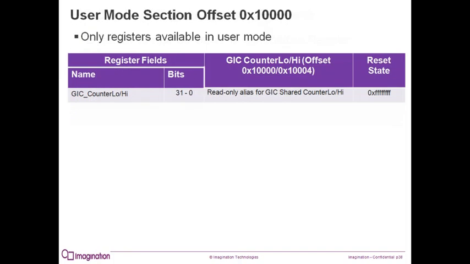The GIC counter is the only register available in user mode. It is an alias of the GIC shared counters. All other registers are only available in kernel privilege mode. Additional information can be found in the MIPS 32, 1004K, 1074K, interactive, or proactive coherent processing system user manuals.